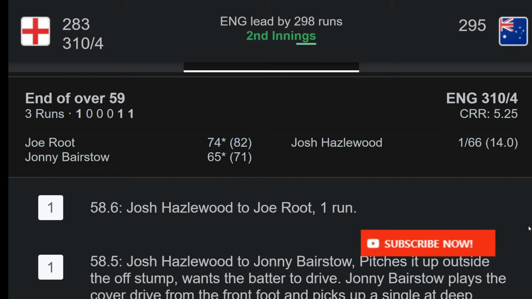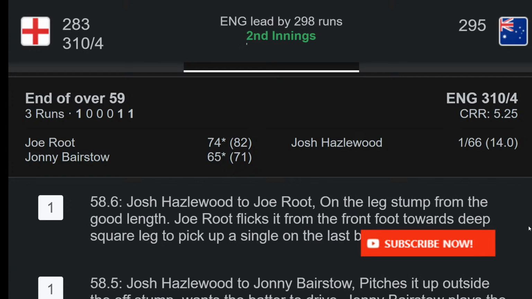So they are in a comfortable position in this Test because they already lead by 298 runs, with 6 wickets in hand and 2 more days of play in hand. So in all respects, they are in a comfortable zone.